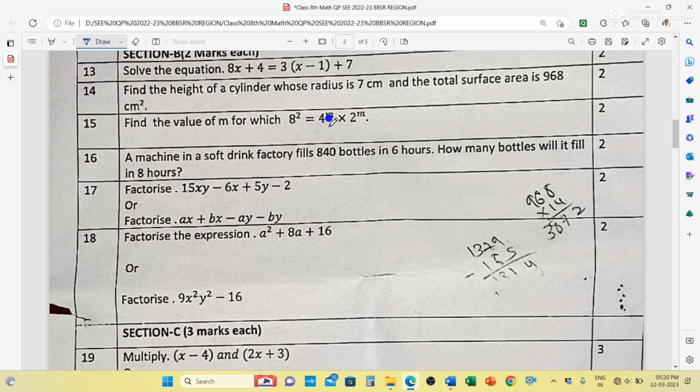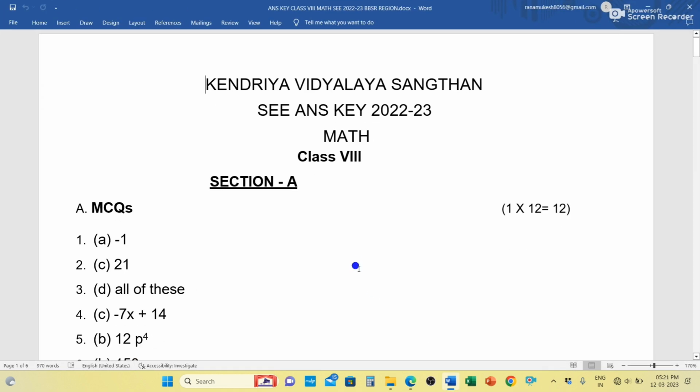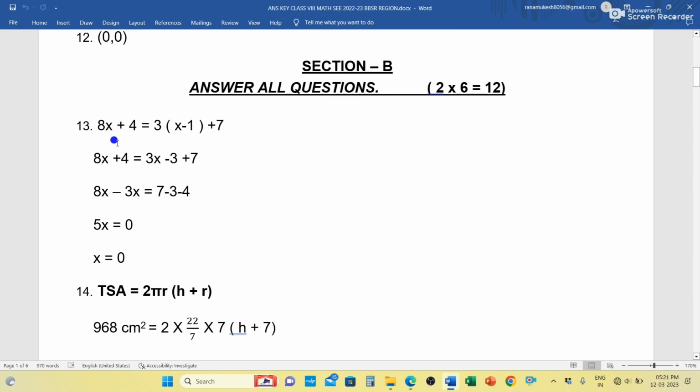Then section B carries 2 marks, each question carries 2 marks. Total 6 questions will be there, so total 12 marks. Solve the equation 8x plus 4 equal to 3 into x minus 1 plus 7. So how will you solve it? 8x plus 4 equal to 3x, 3 into minus 1, minus 3, then plus 7.